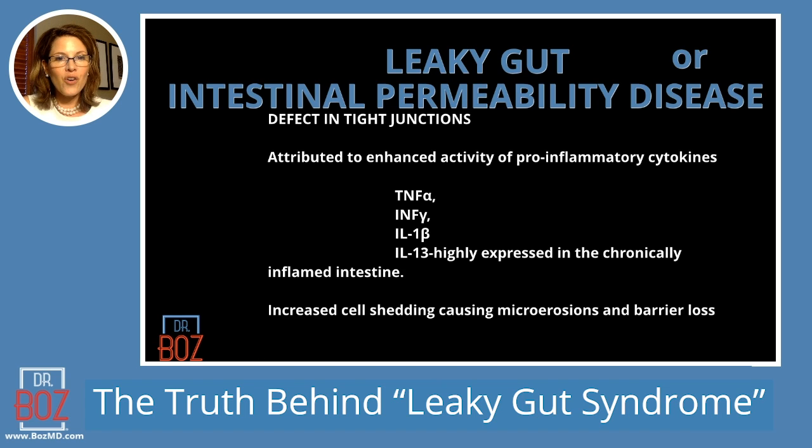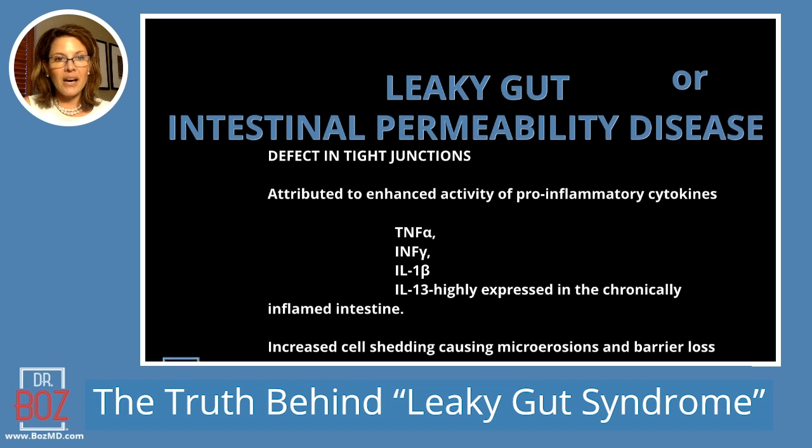What's going on with these folks is they have defective tight junctions. Yeah, I'm going to geek out just a little bit. They have elevated pro-inflammatory cytokines, specifically TNF-alpha and specifically IL-13, which is highly expressed in people with chronic inflamed intestines. What happens to them is they will start shedding cells from the insides of their gut, and they will have little bitty micro erosions called ulcers. This is a loss of barrier, and they are really sick people. They are some of the sickest people in my clinic.